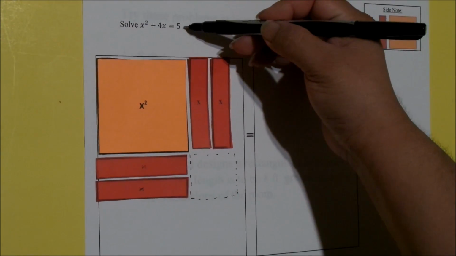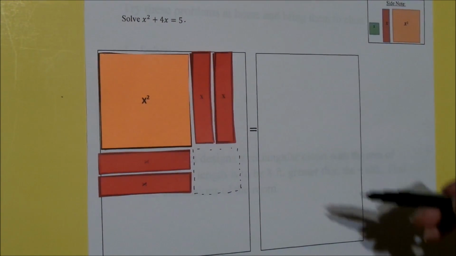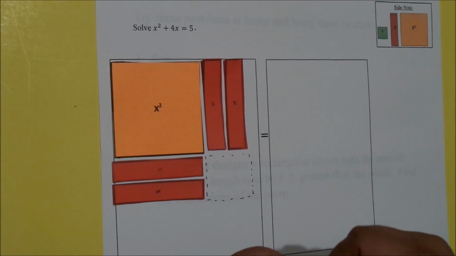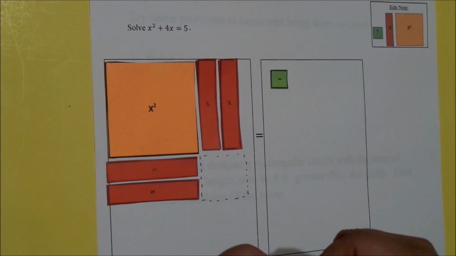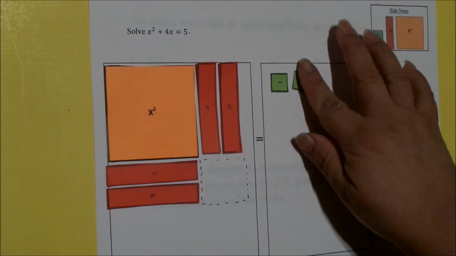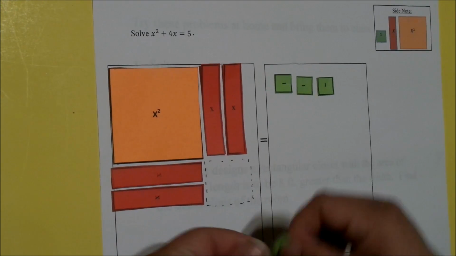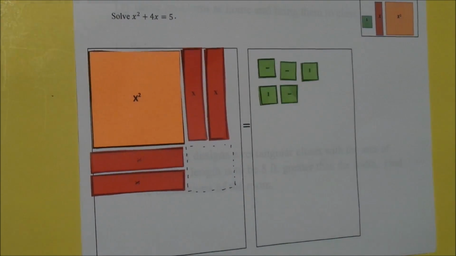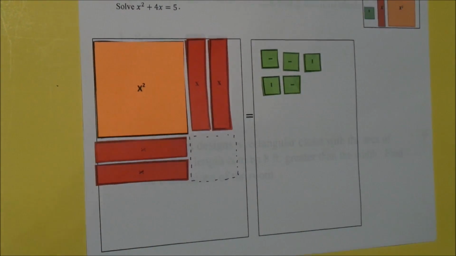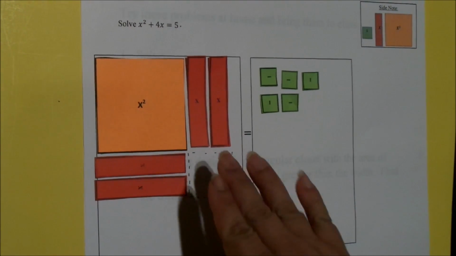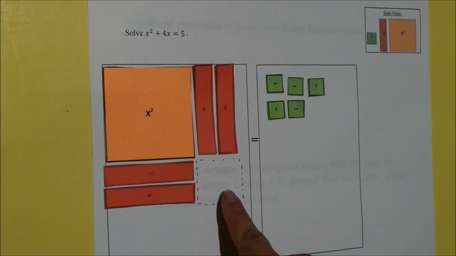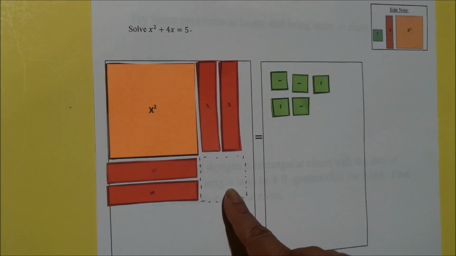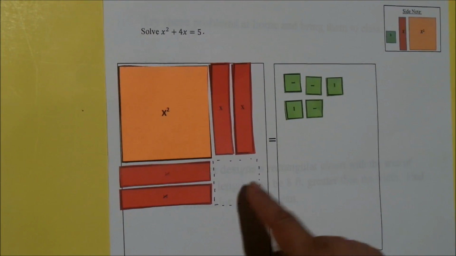Let's go to the right side of the equation. We have 5, so let's put five 1 tiles on the right side. That's 1, 2, 3, 4, 5. Now, this is what is represented by this equation. Let's see how many 1 tiles we need to complete this large square.